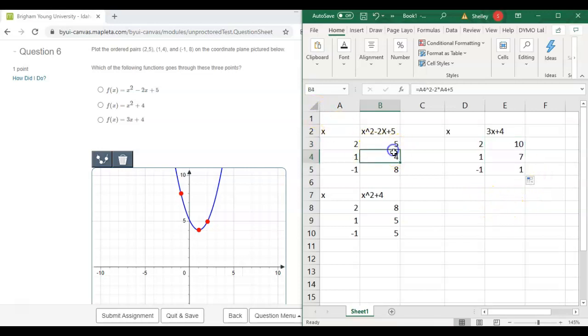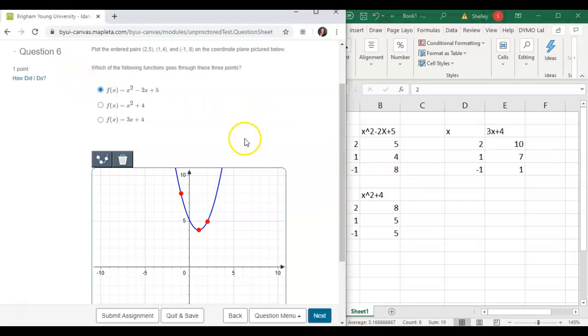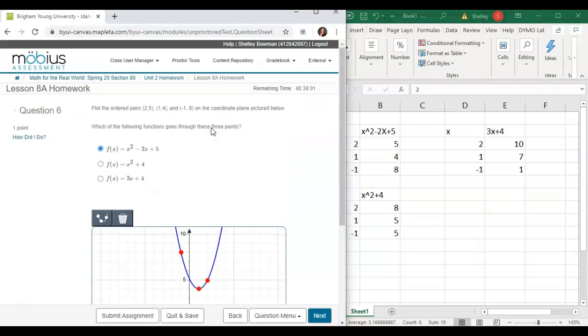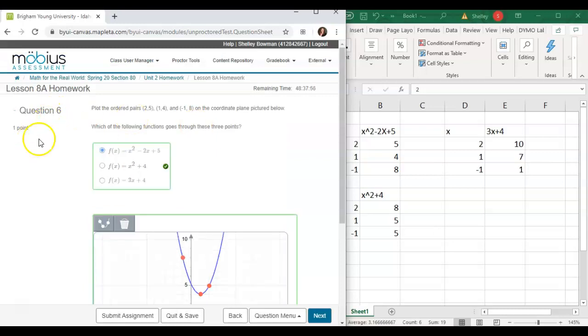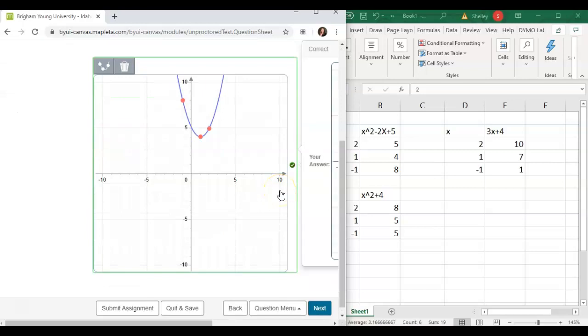Okay, now we're going to come back over here and see which of these matches exactly the ordered pairs for us, (2, 5), (1, 4), and (-1, 8). And this one is the winner. So we're going to select this as being our function, and it looks like we've answered all the questions. So then we can press how did I do and look for our green check marks. They're both green, and we can move on to the next one.